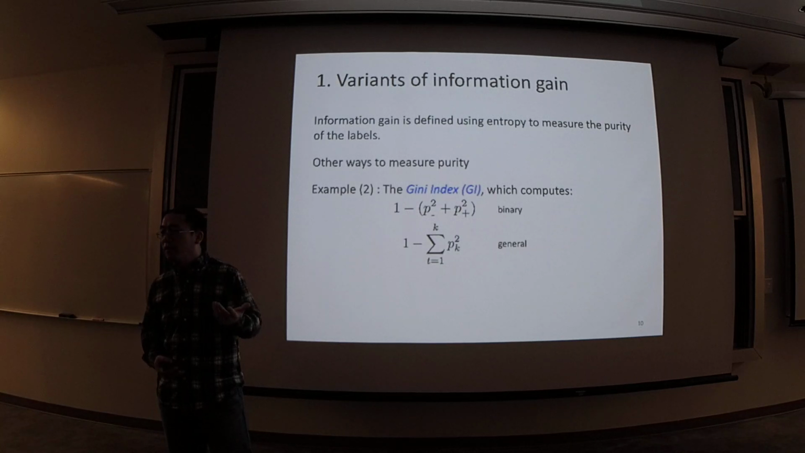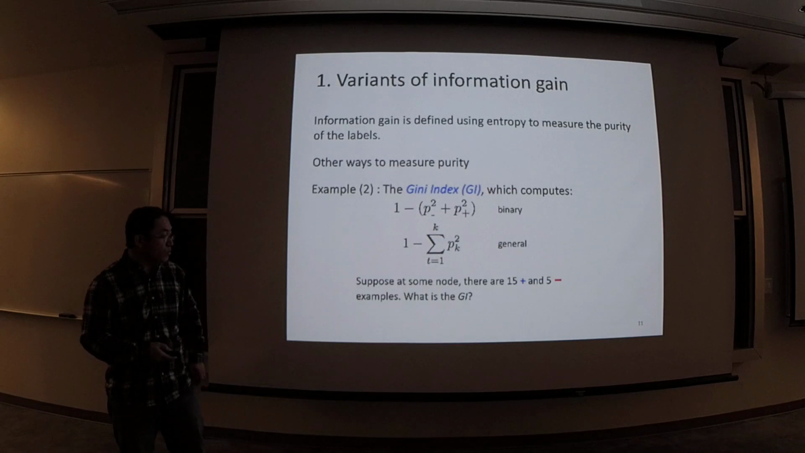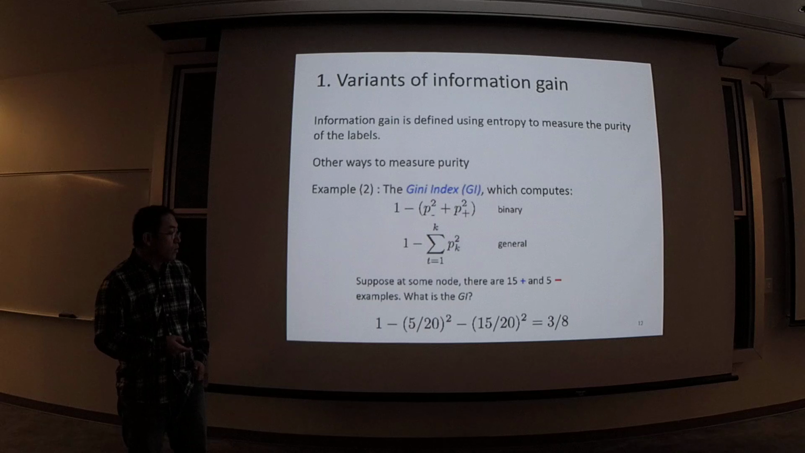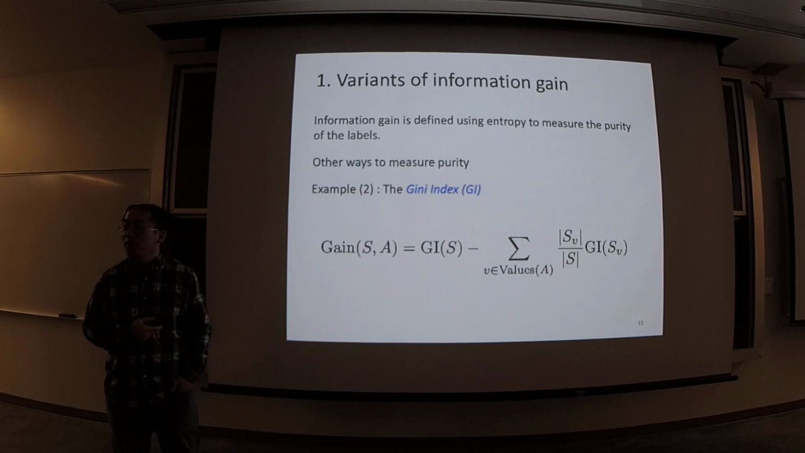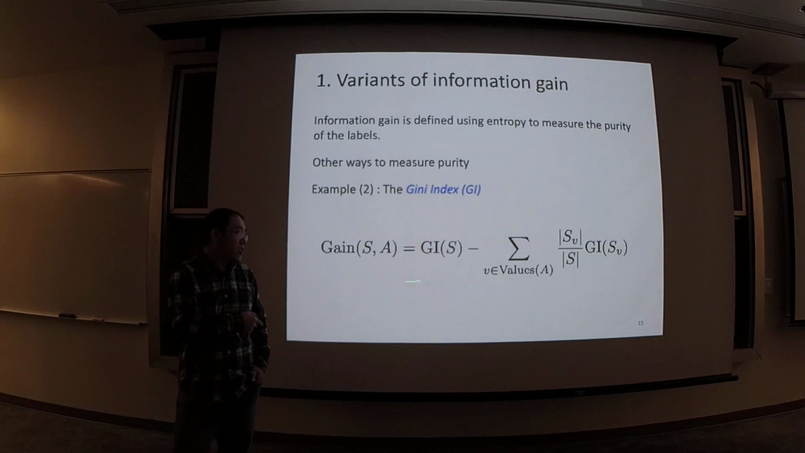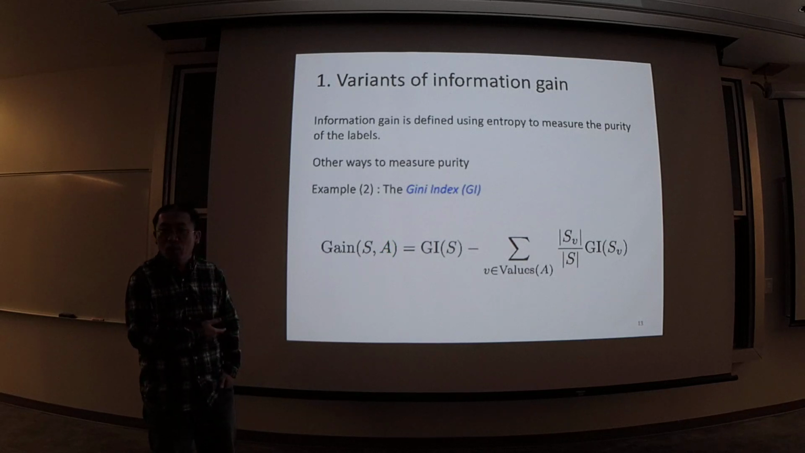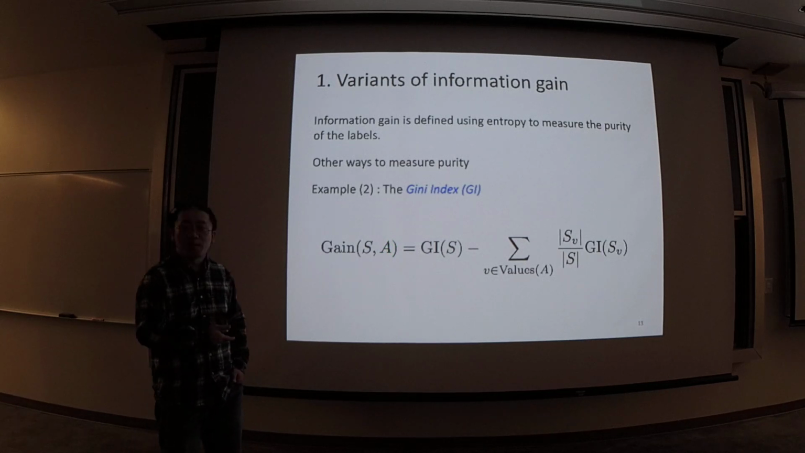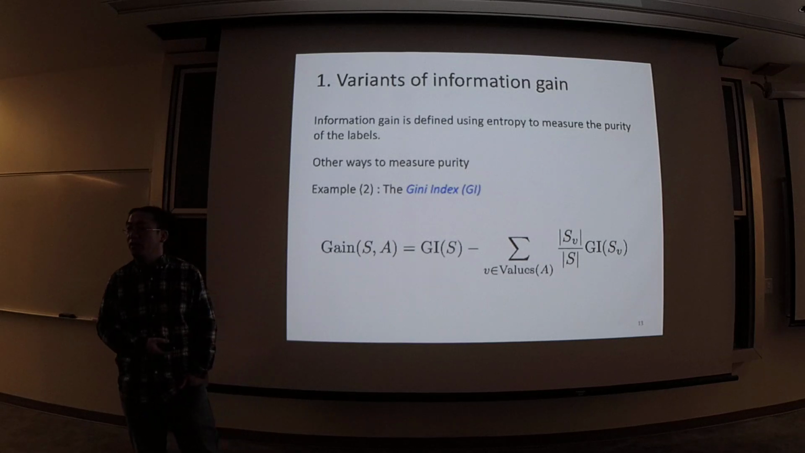So now we can define another gain. We can define another gain based on Gini Index, right? First, we're going to compute the Gini Index of the entire data set S. Then we use some particular attribute A to split the data set. We compute the Gini Index of each subset, and then compute their weighted average.